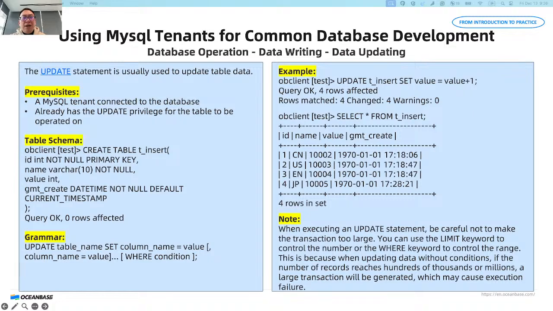Next, we will introduce the update operation of the data. We need to note that when executing an update statement, be careful not to make the transaction too large. You can use the limit keyword to control the number of rows, or the where keyword to control the range. This is because updating data without conditions can create a large transaction when the number of records reaches hundreds of thousands or millions, potentially leading to execution failure.